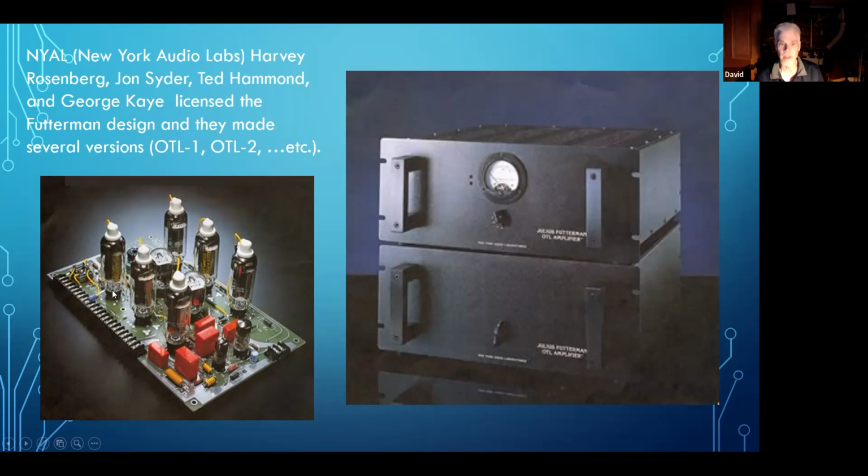This is kind of what the innards look like. Some of these were, I think, mono, some stereo. Some had a separate power supply like this one. But they gave Julius Futterman the credit. His name is on the faceplate: Julius Futterman OTL amplifier.